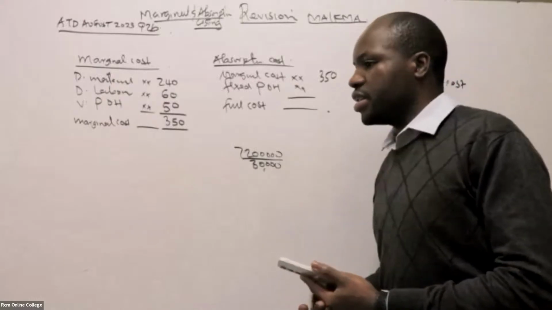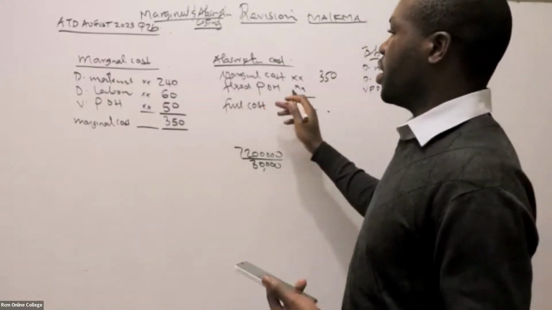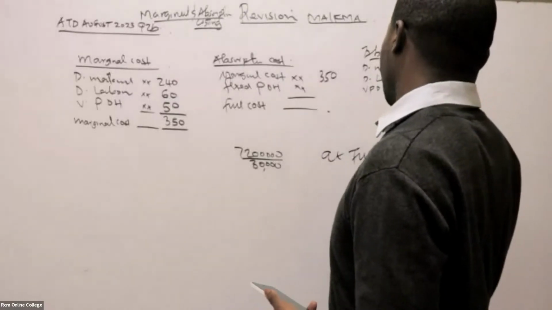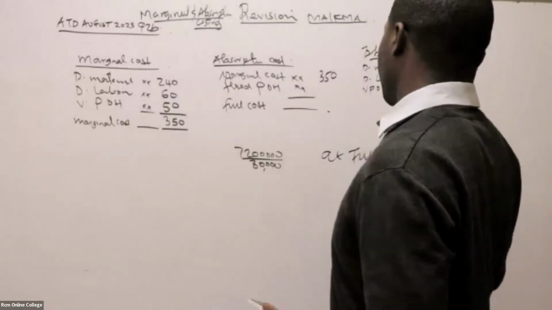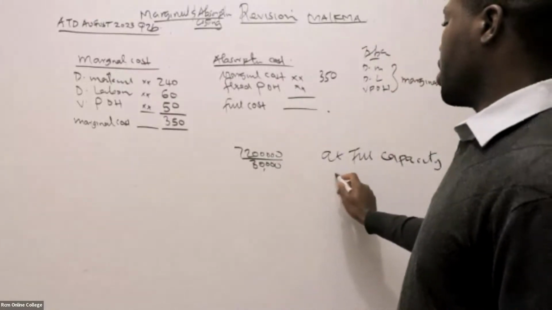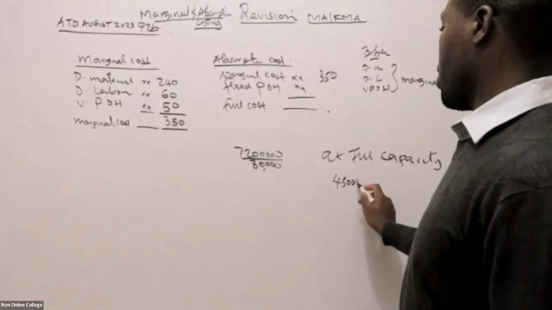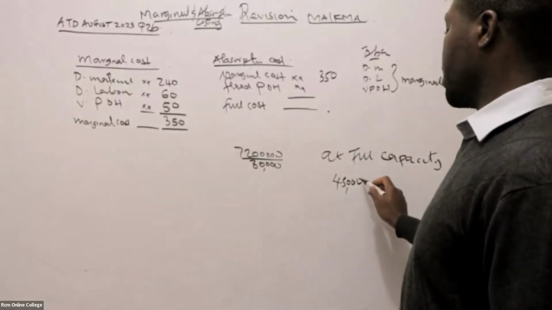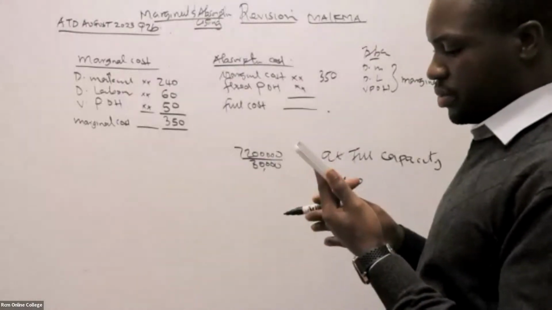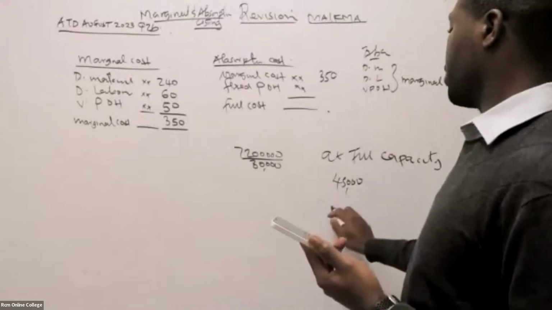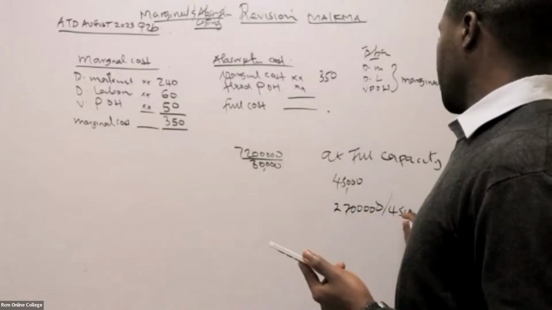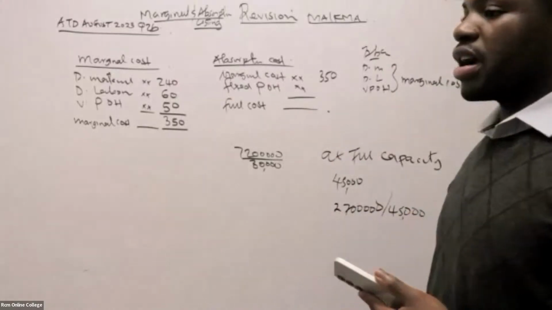If we are given budgeted figures, we must look at the fixed production overhead per unit at what we call full capacity. So if the company's full capacity production was, let's say, 45,000 units, we could have taken 2,700,000 divided by the 45,000 units, which is produced at full capacity.